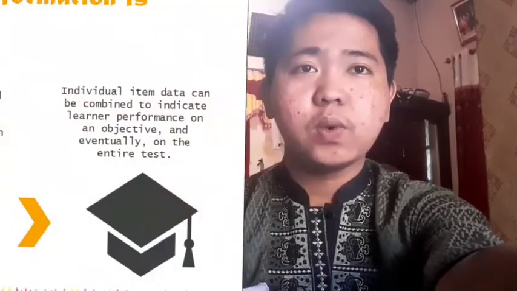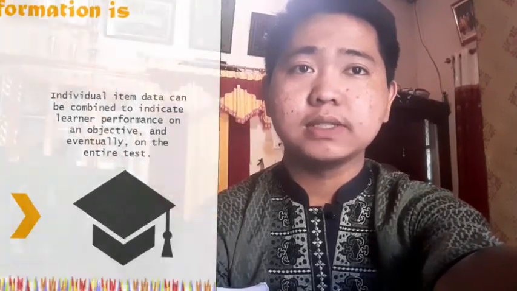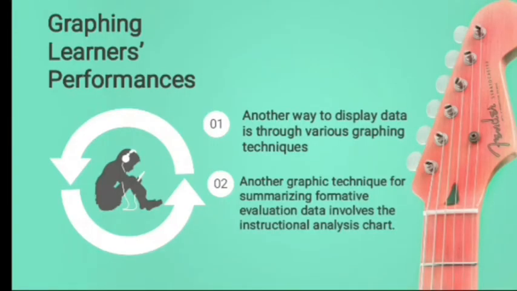And next, individual item information can be used to identify the nature of the difficulties learners are having with the instruction. And the last reason, individual item data can be combined to indicate learners' performance on an objective and eventually on the entire test. Next is graphing learners' performances.